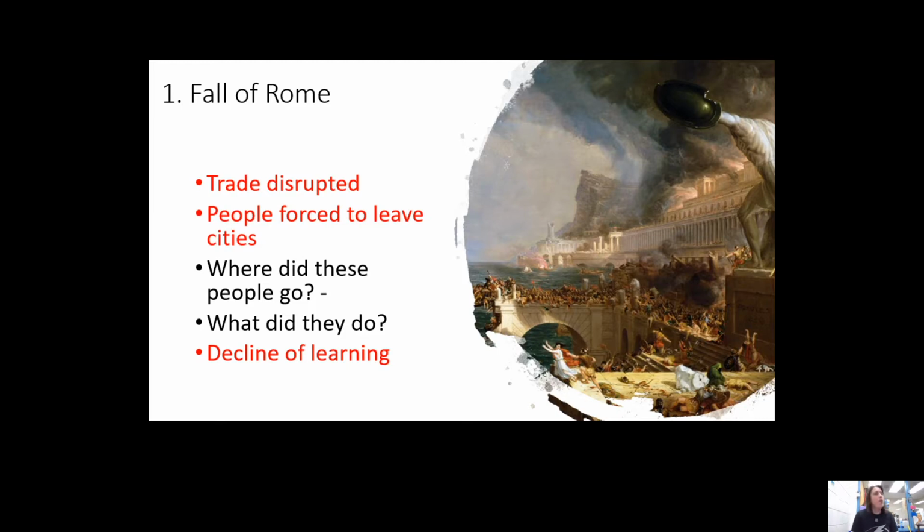There's also decline of learning. When you're worried about getting attacked, having everything stolen from you, the last thing you want to do is learn stuff, learn how to read and write. So a lot of people are going to become illiterate, meaning they can't read. Doesn't mean they're stupid. It just means they can't read. They have things that are more important, like not dying. So again, make sure you answer these questions anytime you have to. Pause this.